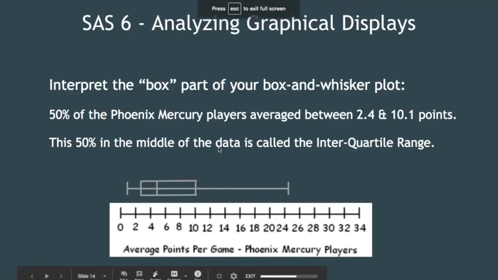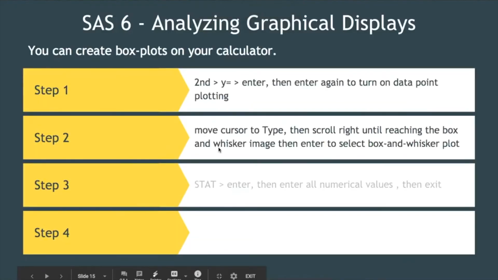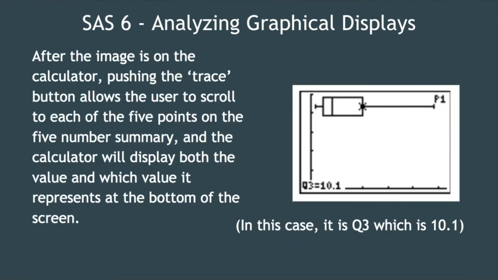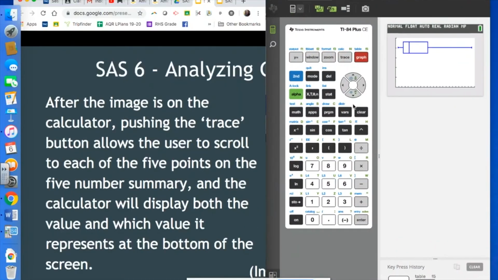So let's go back to the presentation and got all those done, and your image should look like that. As you can see, I've actually done that on the calculator. After the image is on the calculator, pushing the trace button allows the user to scroll to each of the 5 points on the 5-number summary, and the calculator will display both the value and which value represents the bottom of the screen. So let's look at that.